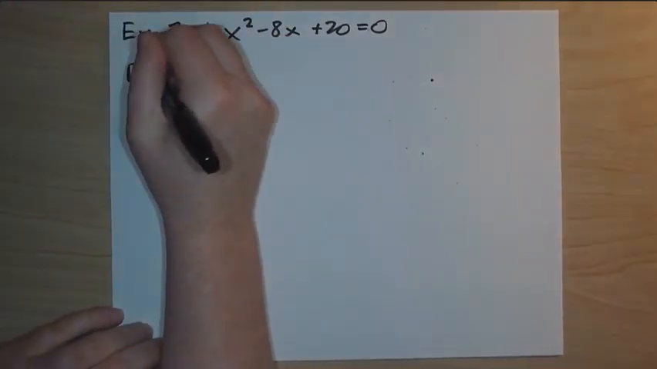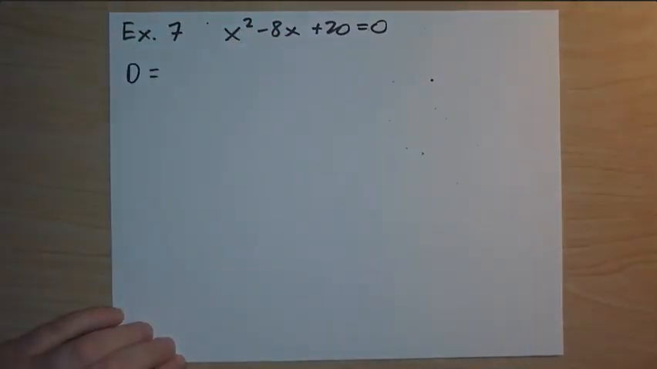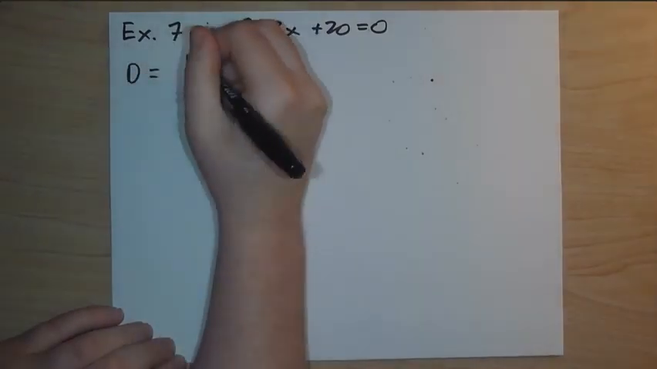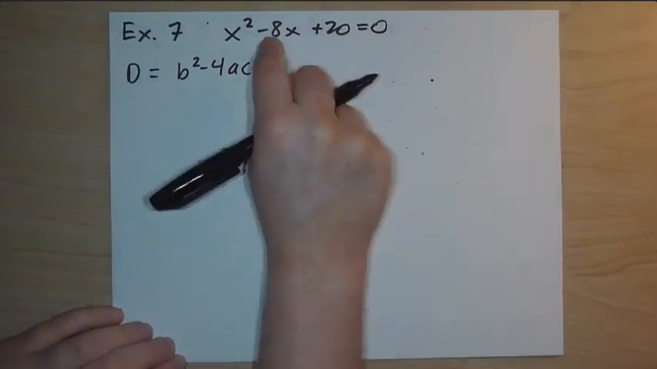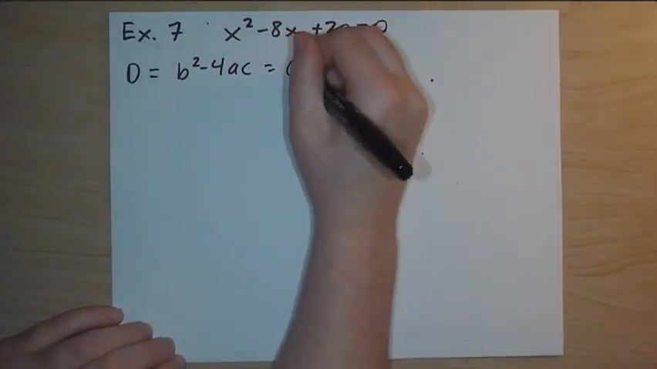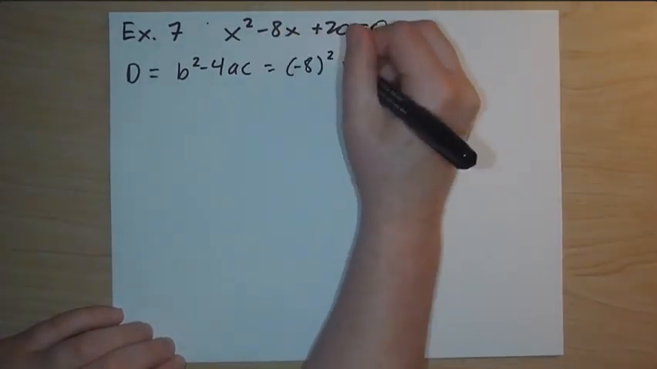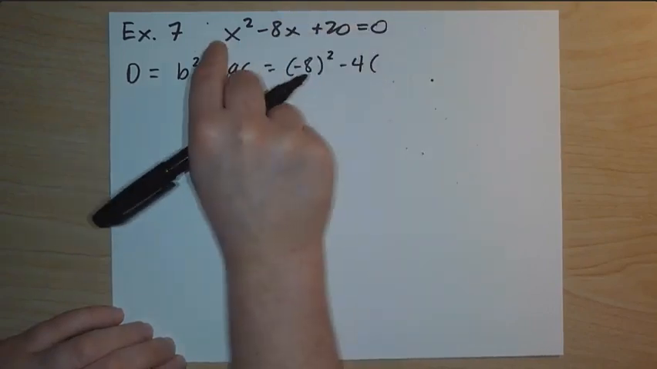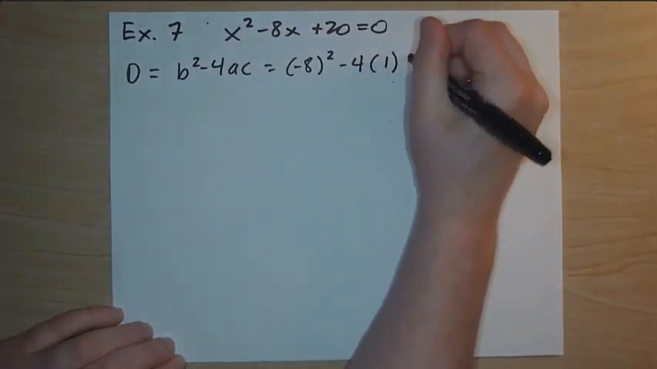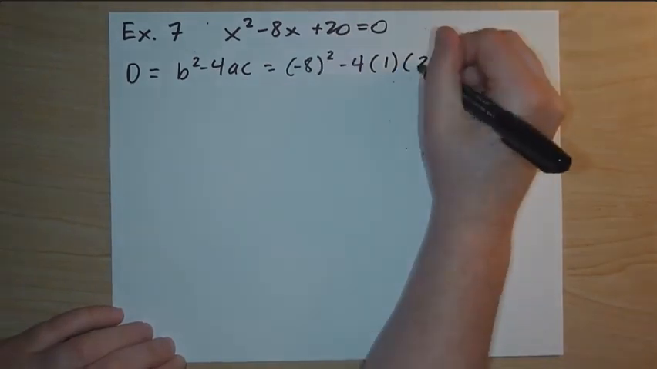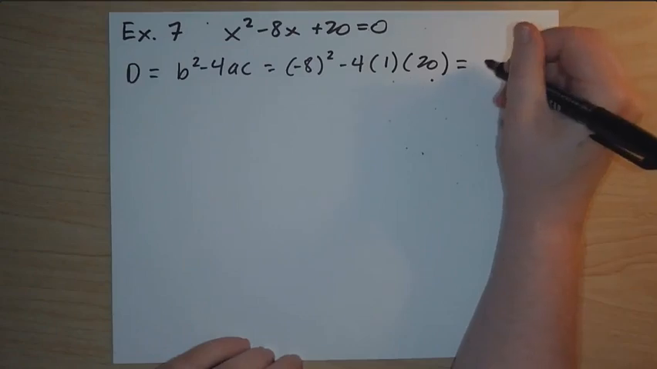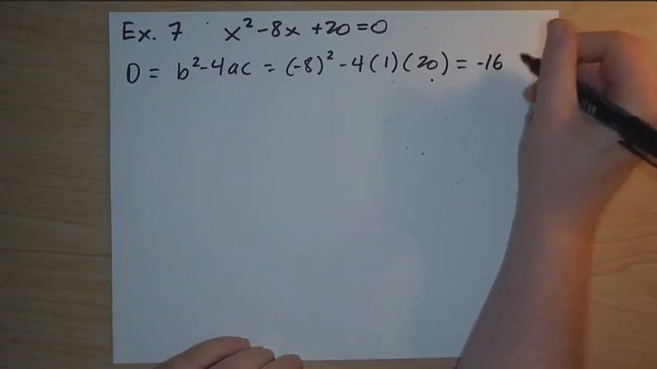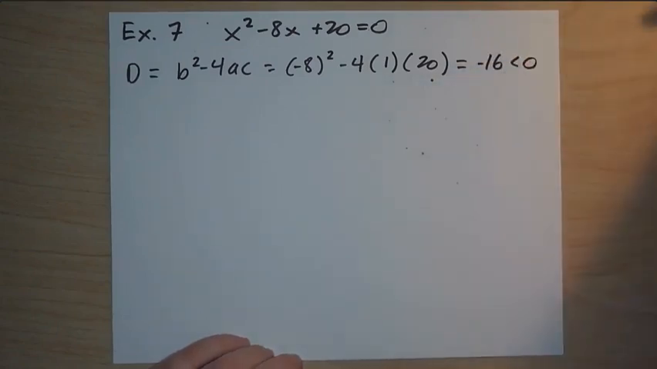So, jumping straight in, finding out what our d is, our discriminant. So d is equal to b squared minus 4ac. Our b is -8, so this is the same thing as -8 squared minus 4 times a, which is 1, times our c, which is 20. So if you plug this into a calculator, you find that this is -16. -16 is less than 0.